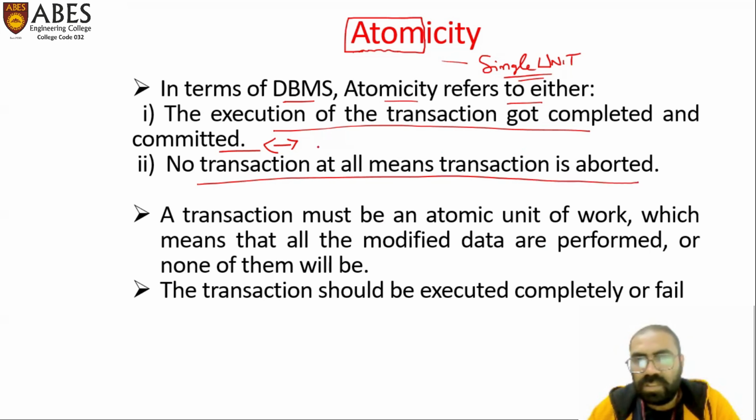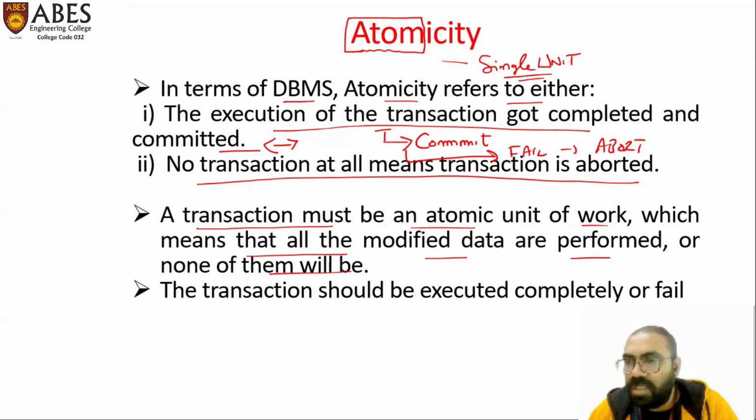So what does it mean? Either the transaction will start and work through to the commit phase, or if it fails, it will go to abort. So the transaction will happen or it will not happen. Simply, there is no in-between, and that is the property of atomicity. A transaction must be an atomic unit of work, which means that all the modified data are performed or none of them will be.